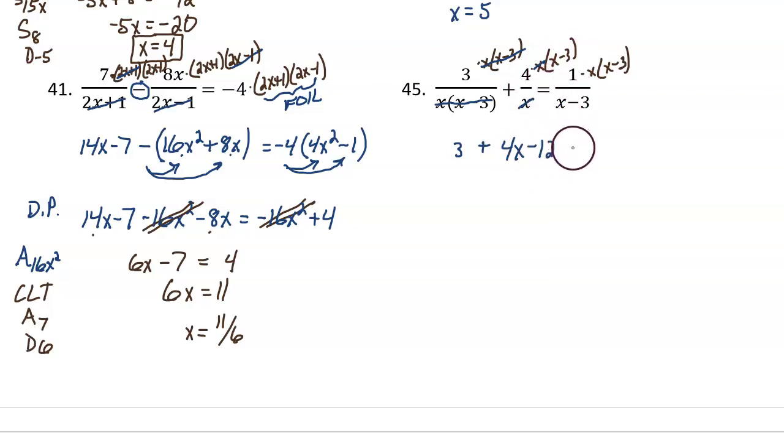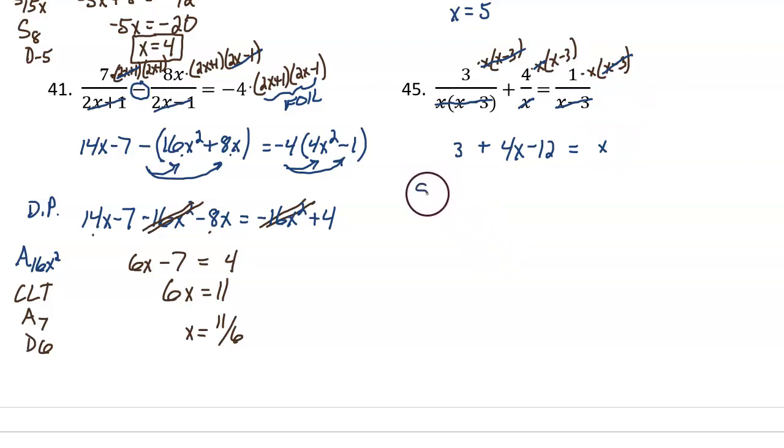Now comes the equal symbol. Okay, and now this last piece. The x minus 3 cancels this away, just leaving the x. 1 times x makes x. Okay, now that the fractions are gone, let's continue on.